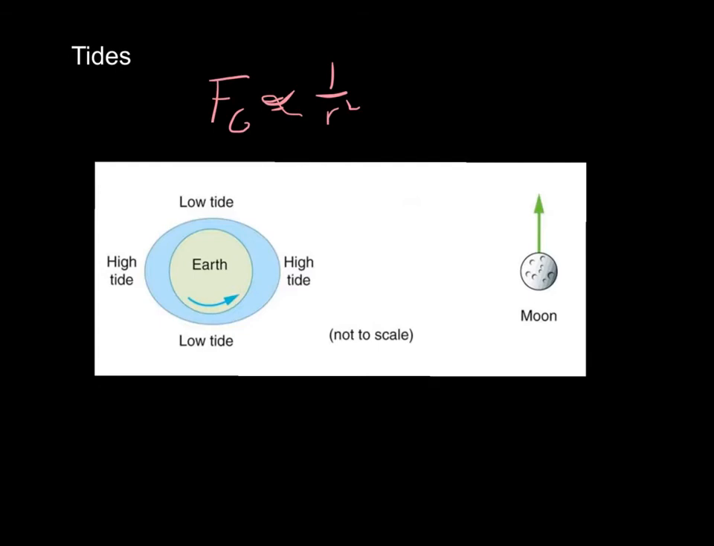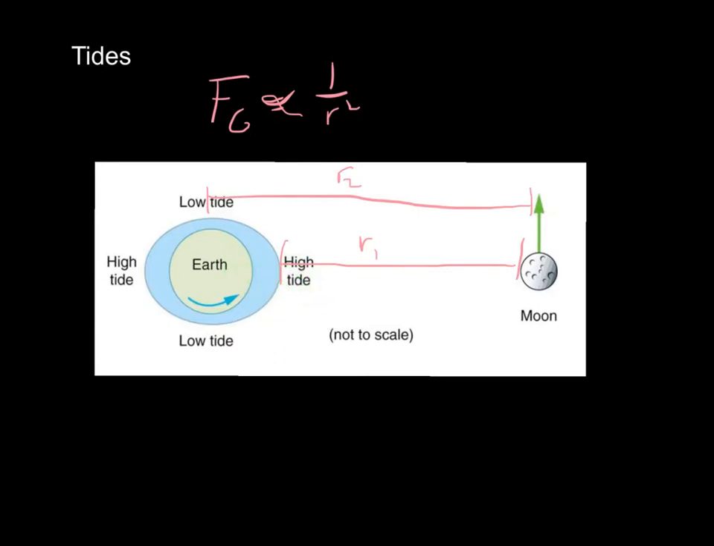So because this point on the Earth is closer, so let's call that maybe R1, is closer than the center of mass of the Earth right there, R2, there's going to be a greater gravitational force here on this side of the Earth than there is on the very center of the Earth, which means it's going to get pulled harder towards the moon, and that, because a liquid can move a little bit, is actually going to pull it a little bit off of the surface of the Earth, and that's where we get a high tide on this side.